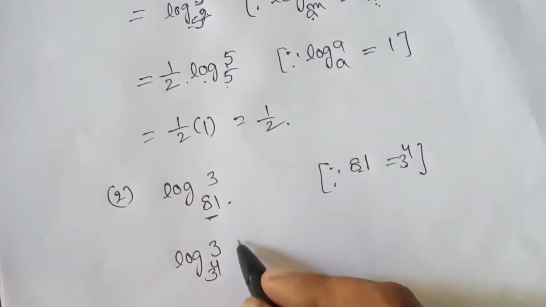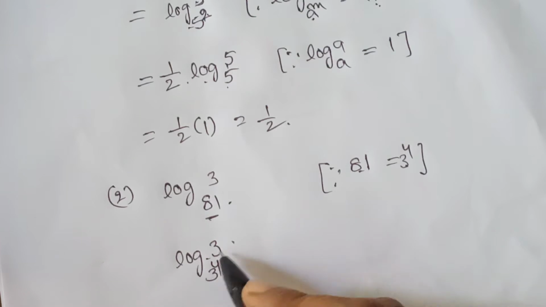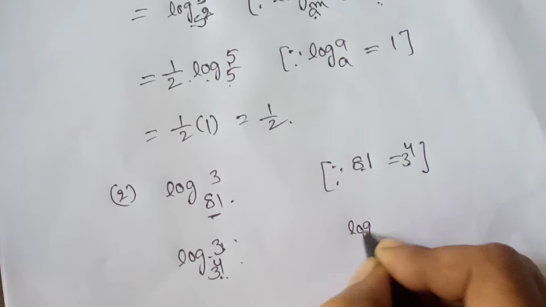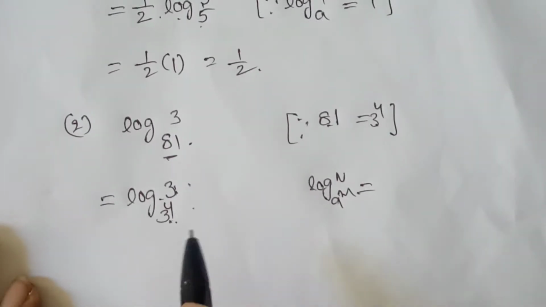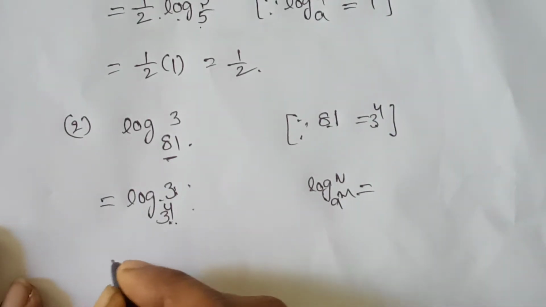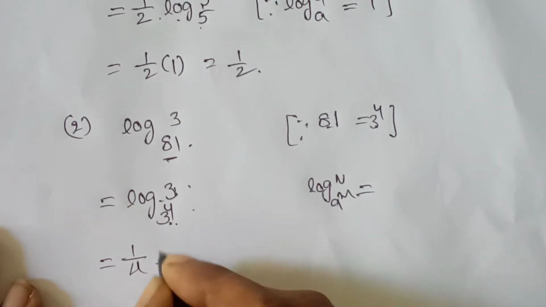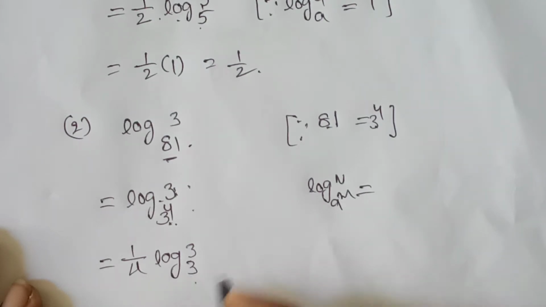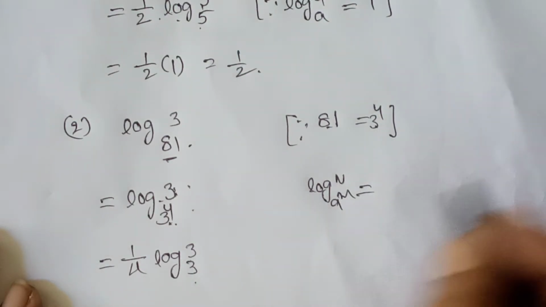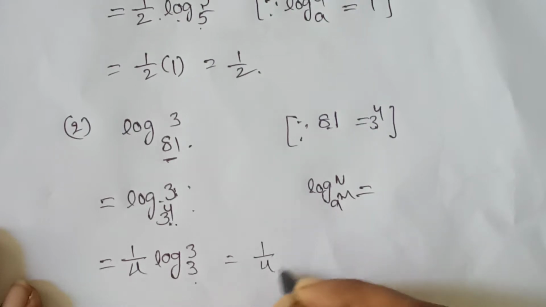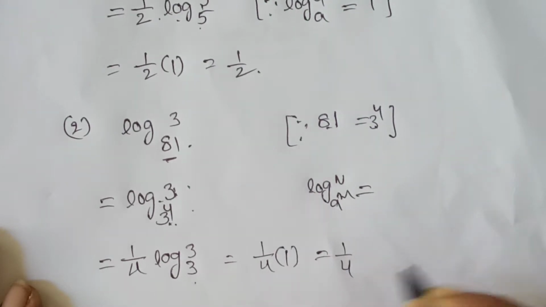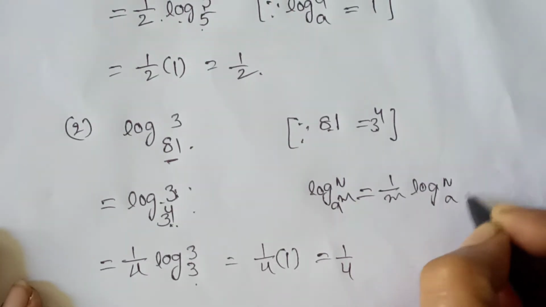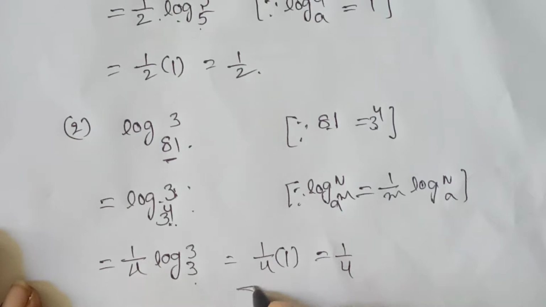So this is also of the form log n base a power m. That is equal to 1 by 4 into log 3 base 3. What is the value of log 3 base 3? That is equal to 1. So 1 by 4 into 1 is equal to 1 by 4. This is the form of 1 by m into log n base a. Okay, so these two problems. Next problem.